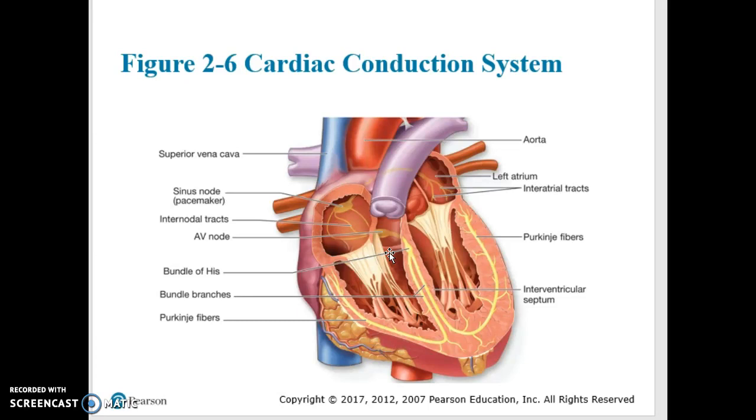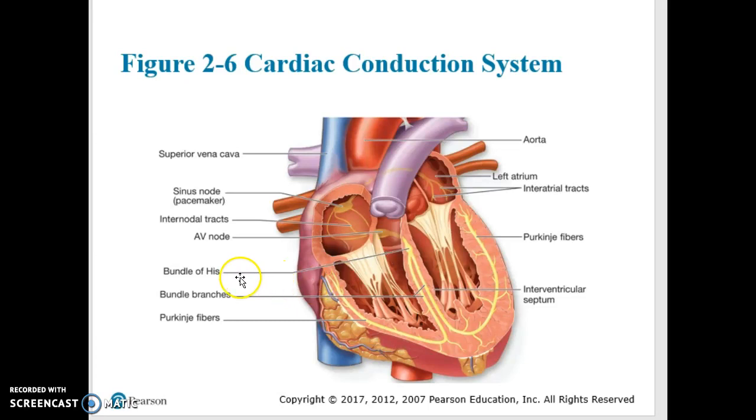The AV node is a special group of cells located just to the right of the septum in the lower right atrium. The AV node acts to slow impulses a little bit, allowing the newly depolarized atria to propel their blood into the ventricle. Okay, so it slows that electrical impulse just a tad bit. Now, after the electrical activity leaves the AV node, it's slowed down, it's put the brakes on for a split second. These impulses travel through the next step, which is the bundle of His.